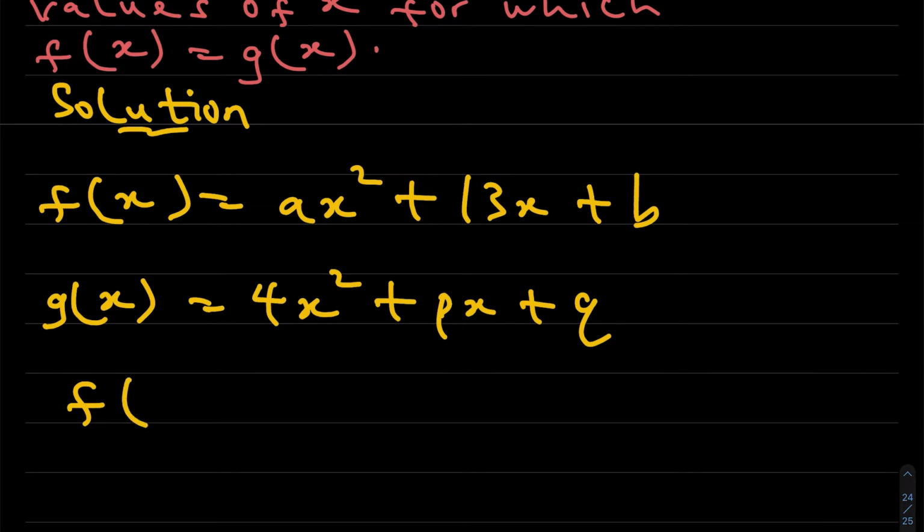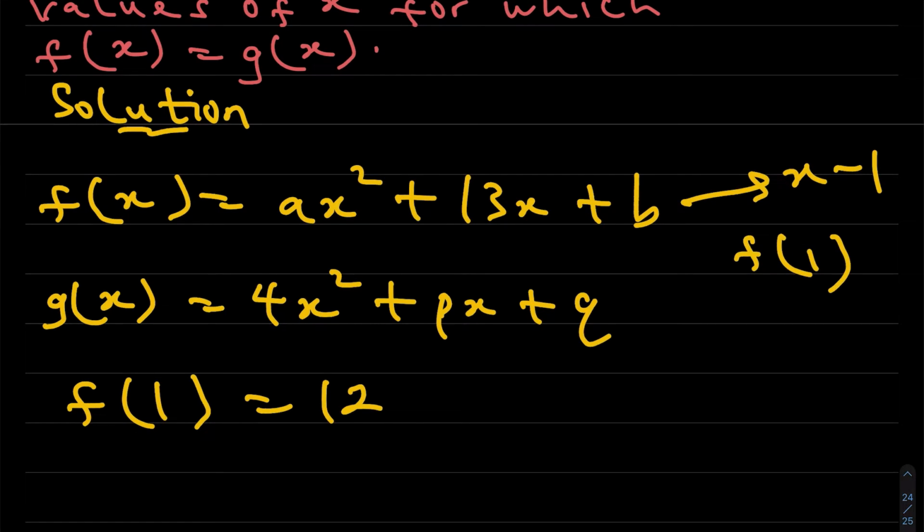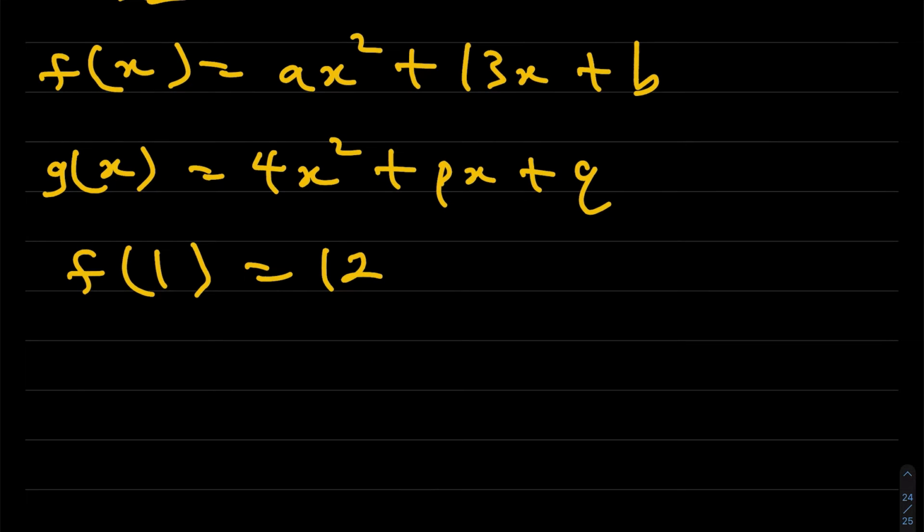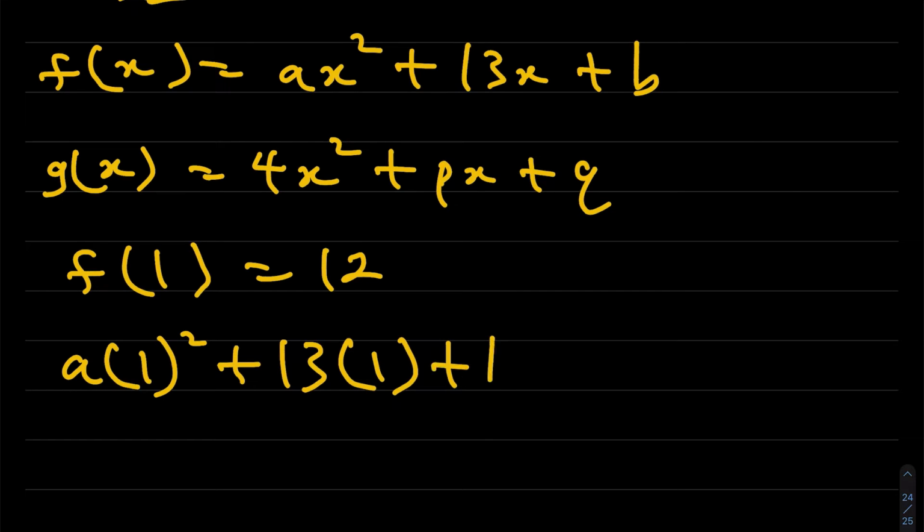That simply means f of 1 equals 12. When f of x is divided by x minus 1, the remainder is f of 1. And the value of that remainder is 12. So that means f of 1 equals 12. And which simply means a into bracket 1 squared plus 13 times 1 plus b equals 12.